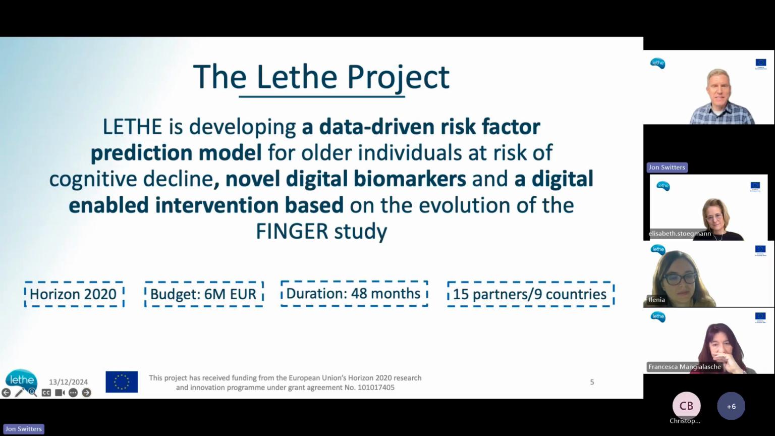So before we get started, I just wanted to refresh your memory as to why we're here. So this is a webinar within the context of the Lethe project. It's one of the last standing, I think, Horizon 2020 projects. It has a budget of over 6 million euros, and it has a duration of 48 months. We actually had a short extension, which is why we're carrying on into next year. But actually involved in the project are 15 partners from 9 different countries.